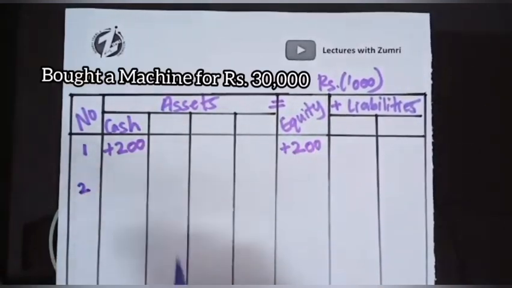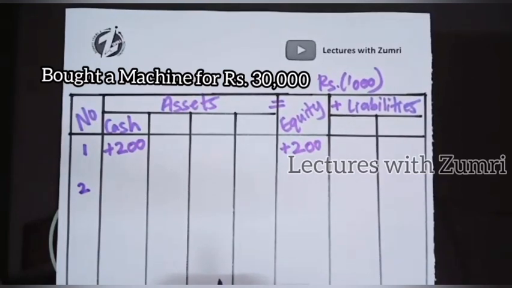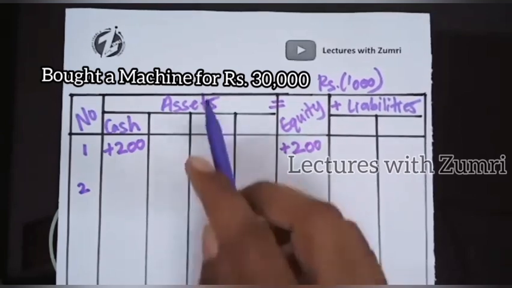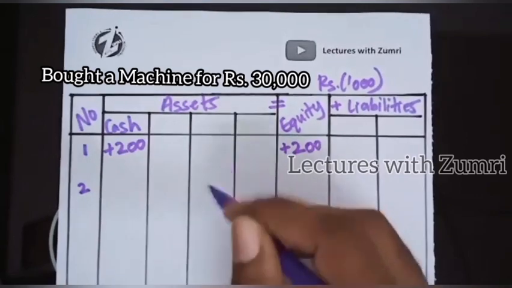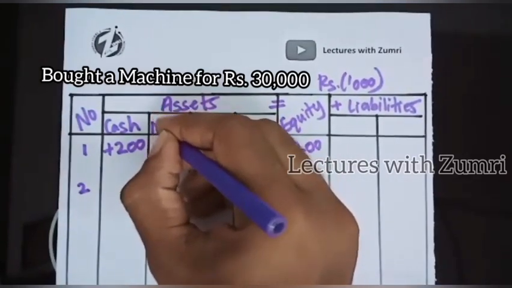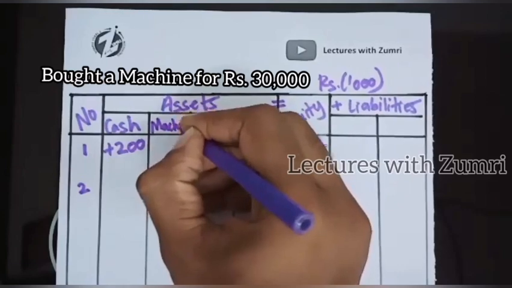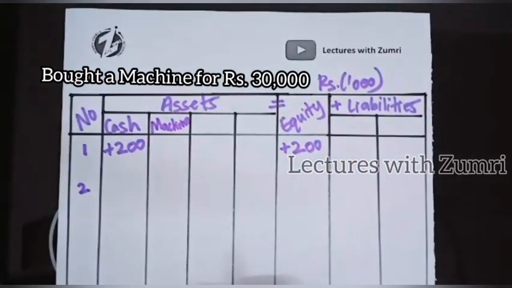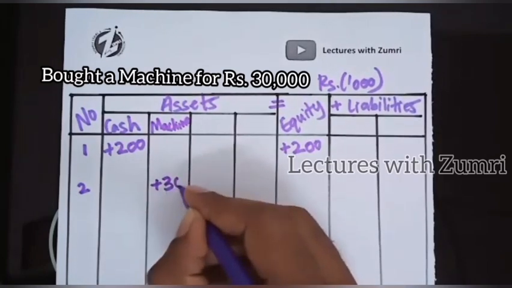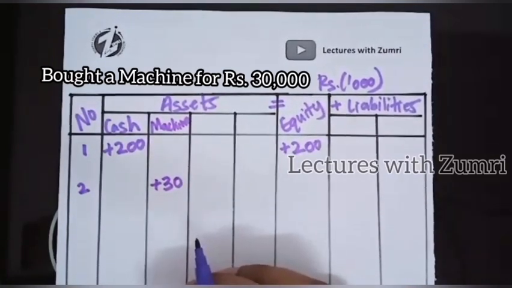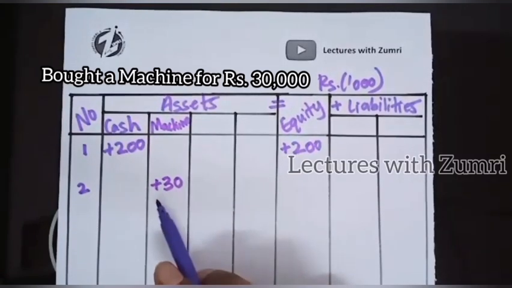second one, it says bought a machine for 30,000 rupees, right? If you buy a machine, a machine is also a resource for the business, right? Any resources in the business will be considered as an asset, right? So if we buy an asset, we have to open a new column for the new asset, that is the machine. So we can open a machine column here, right? So when we buy a machine, the machine in the business will increase. We are getting a new machine. Earlier we did not have a machine, now we are getting a new machine. So we can put a plus here, right?